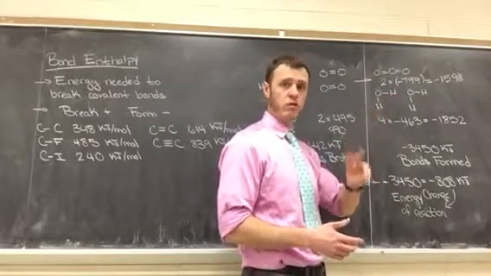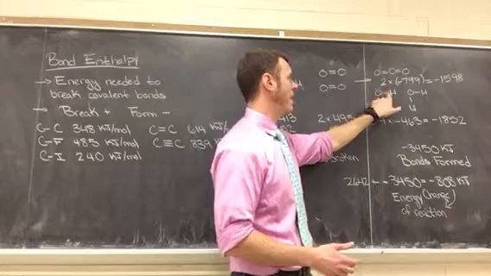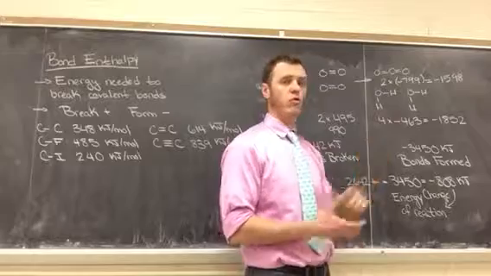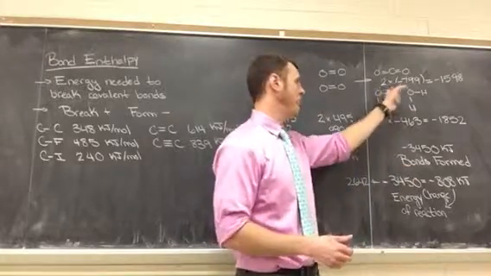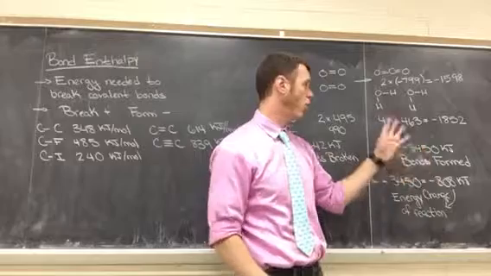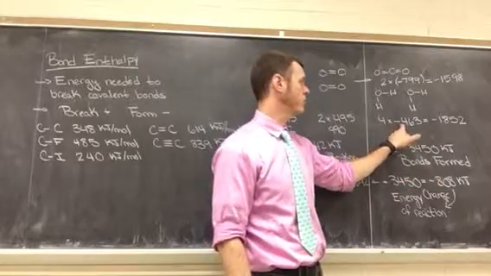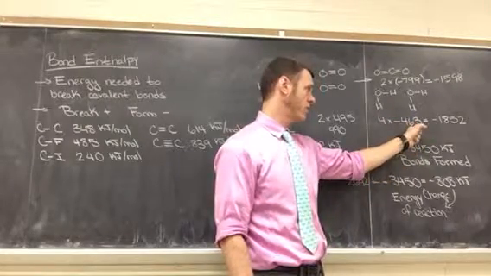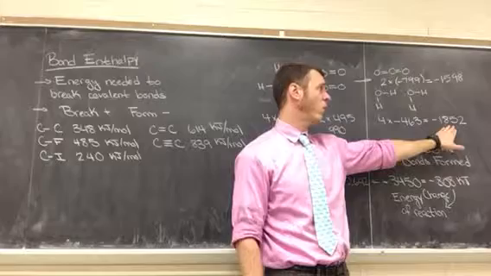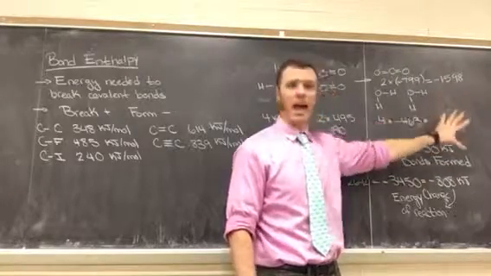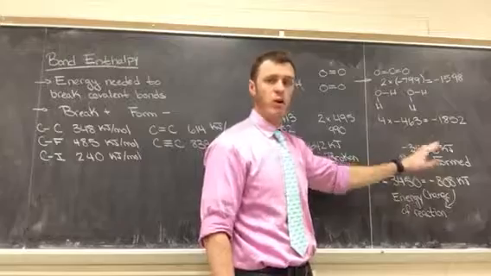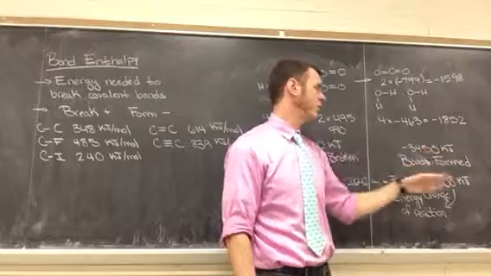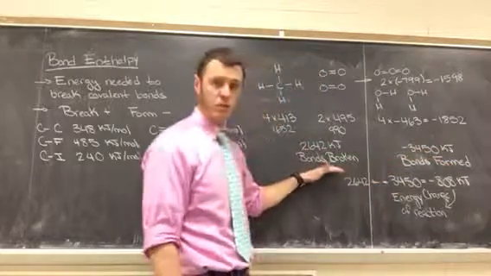Here for water, we made 2 waters. Each water has 2 oxygen-hydrogen single bonds, but we have 2 waters. So our grand total of oxygen-hydrogen bonds that we make is 4. Each one of those bonds releases 463 kilojoules. So 4 times negative 463 gives us a grand total of negative 1,852. And we're going to add up everything on this side down here. So for all the bonds formed, we get 3,450 kilojoules released.